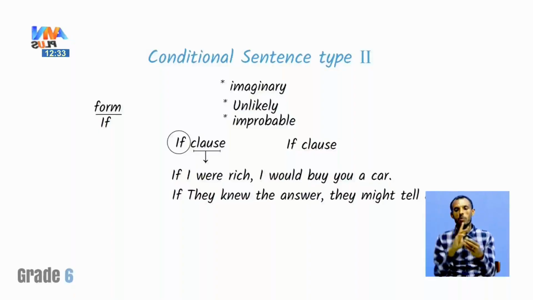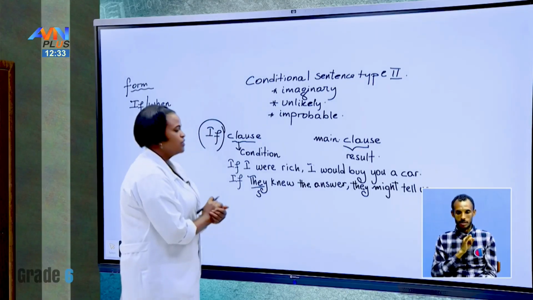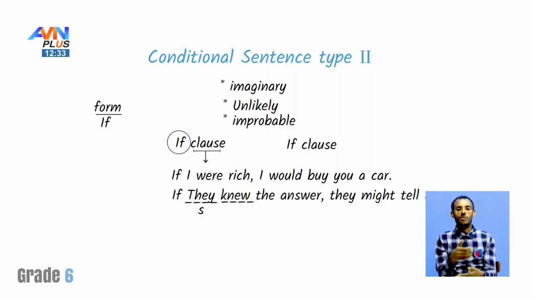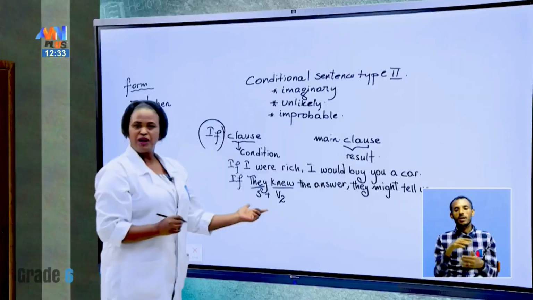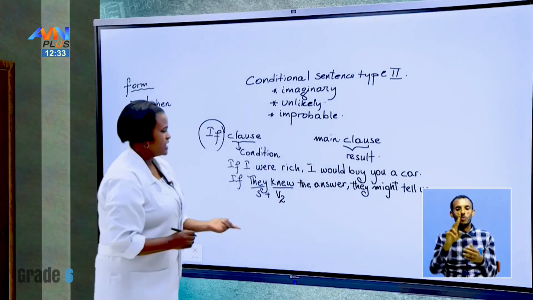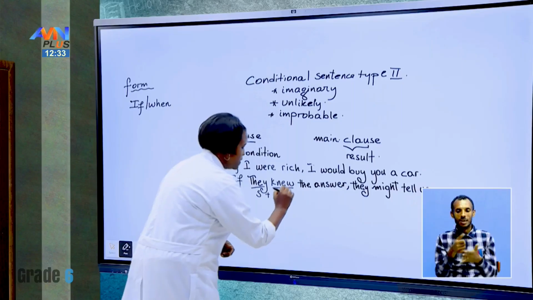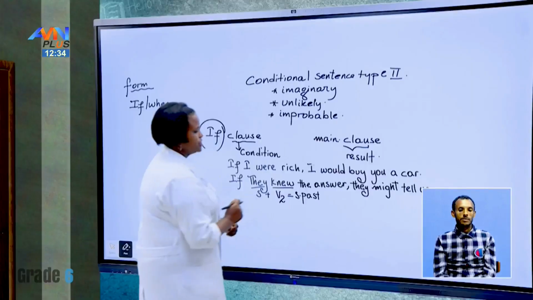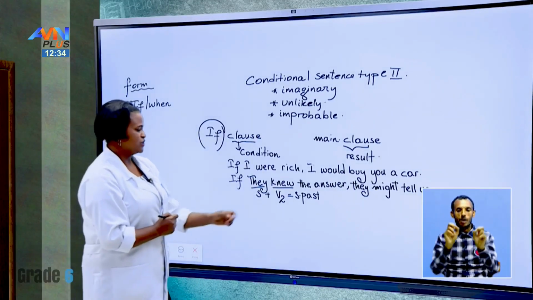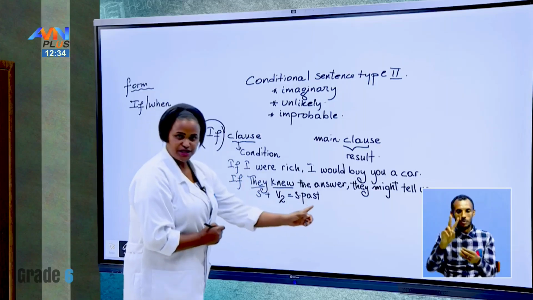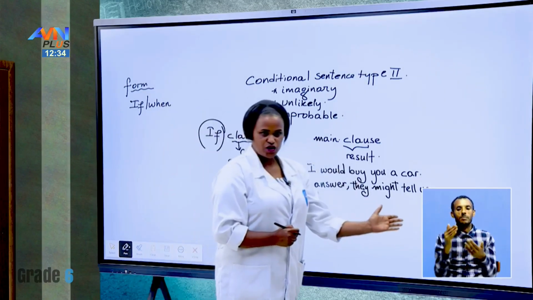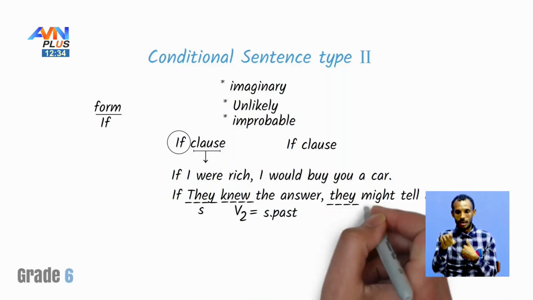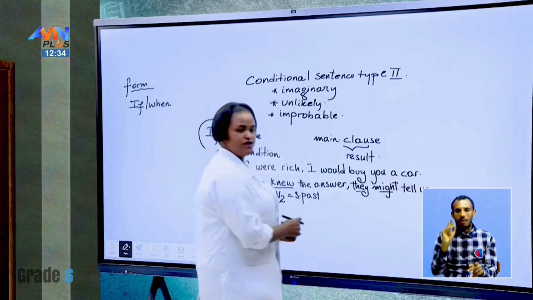Look, they are the subject, right? Wonderful. Then, what kind of verb are we having here? Knew. Knew is what? Verb 2. Subject plus verb 2. What is the tense? Yeah, it is simple past. Look, subject plus verb 2, then simple past. Let's go to the main clause, all right? In the main clause, we have they, all right? Then might, okay? And tell us, verb 1.